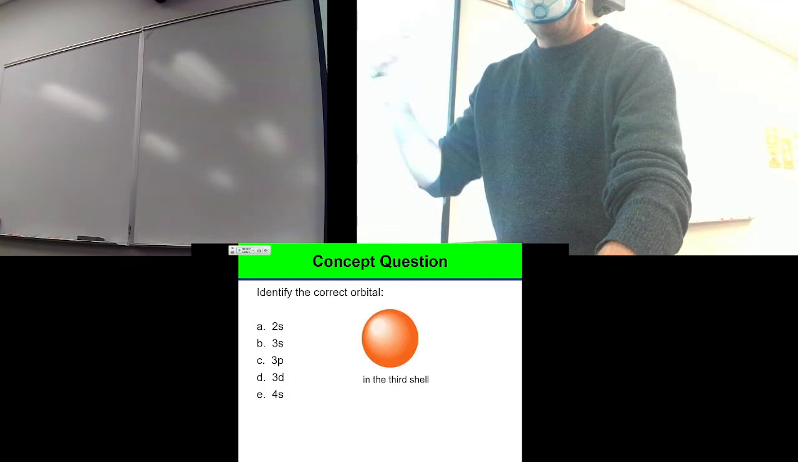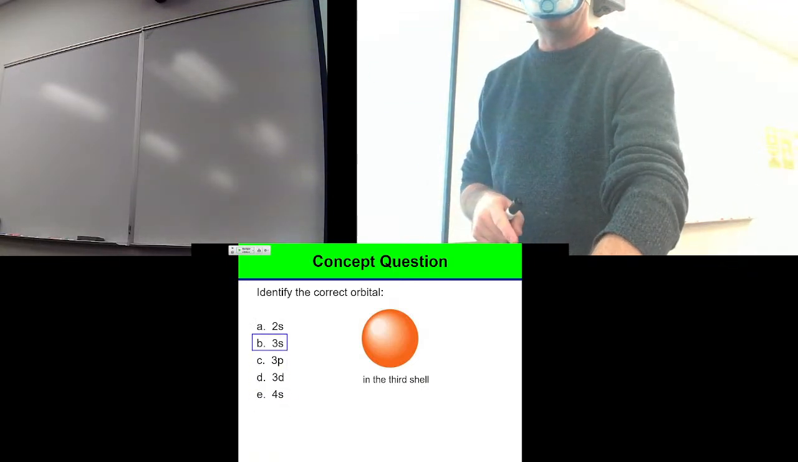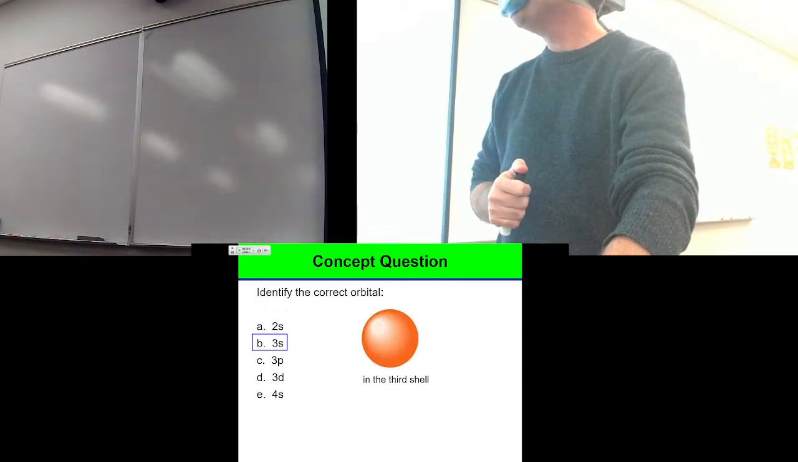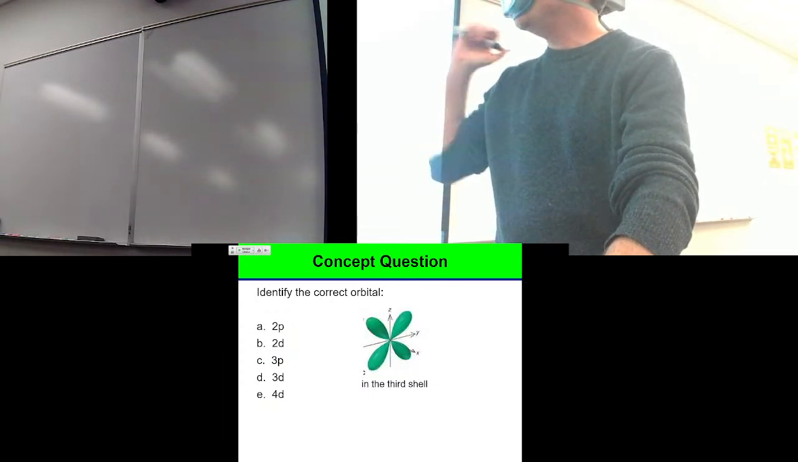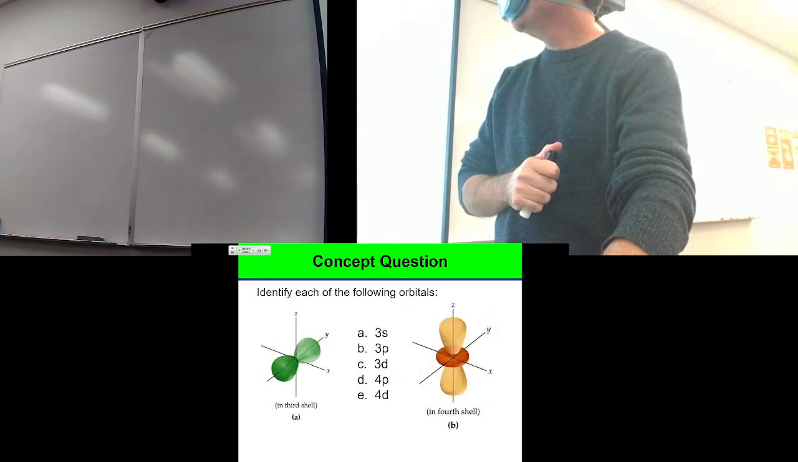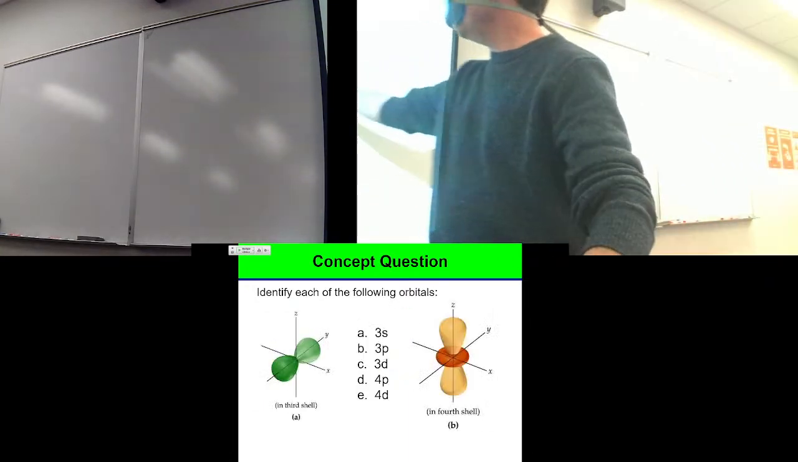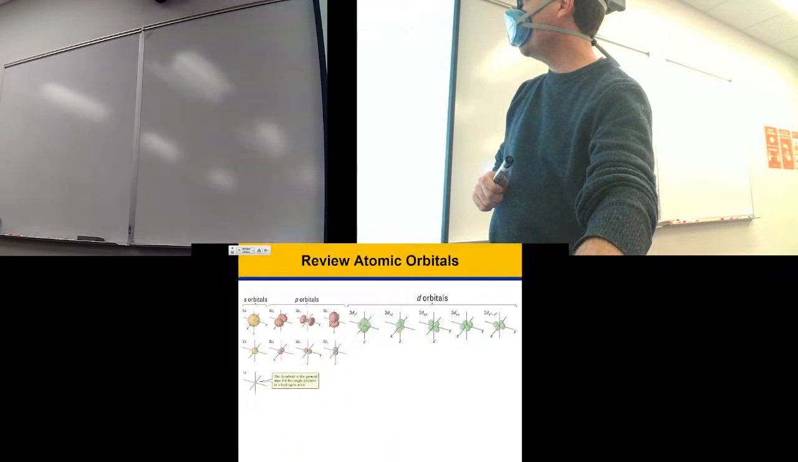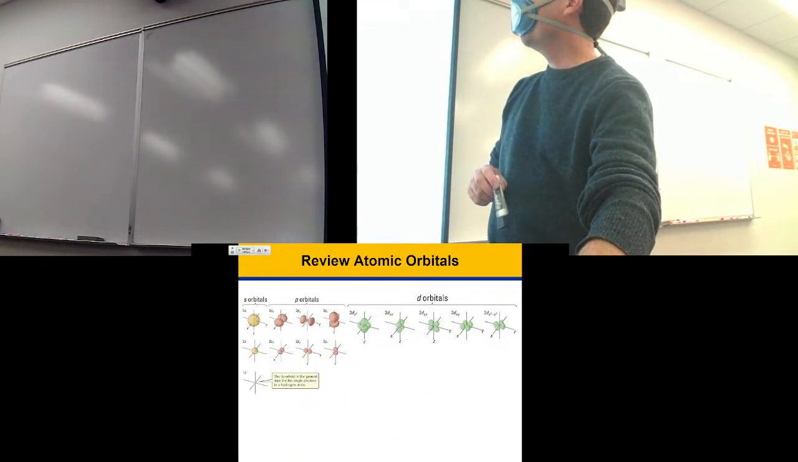We went through these, so I'm going to skip through these. So trying to identify what the orbitals are by their shape. This is a d orbital, and it's in the third shell, so it's a 3d orbital. That is a p orbital. That is one of the unique d orbitals, but that is a d orbital. So there it is, 3p, and that's a 4d. All right, so we went over all this.